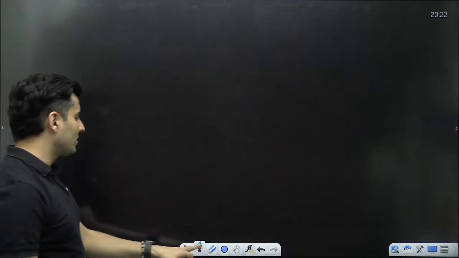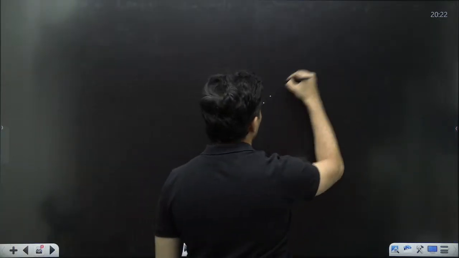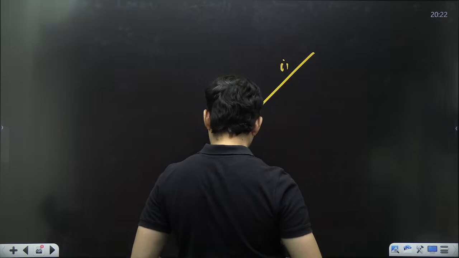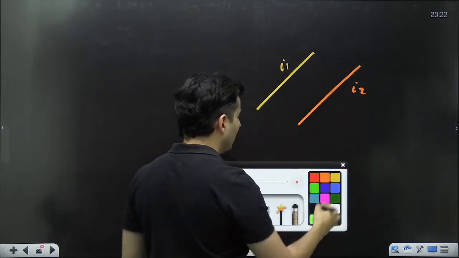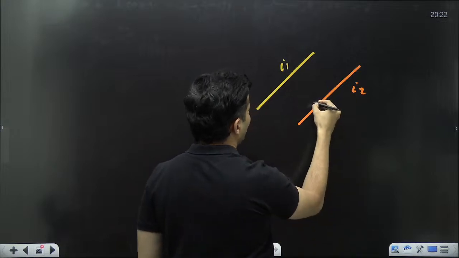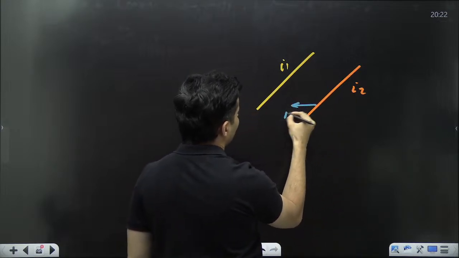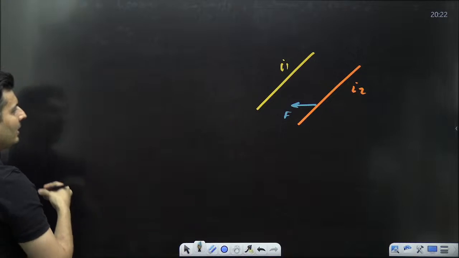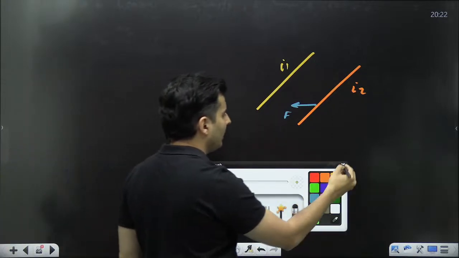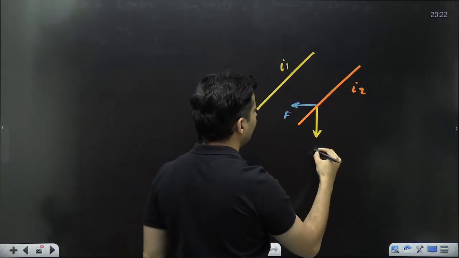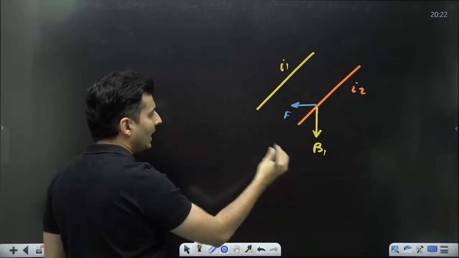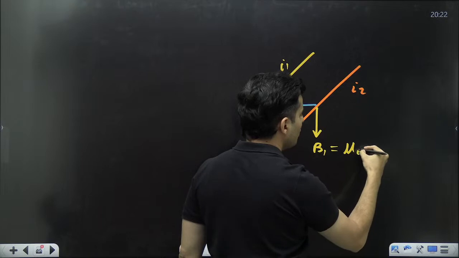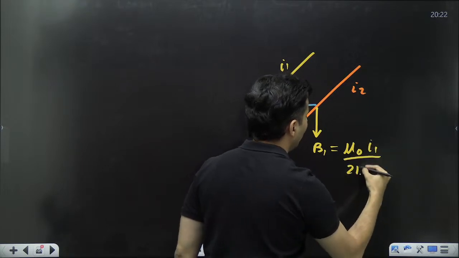How much is this force? We can easily find. If this wire has current I1 and if this particular wire has current I2, the force between them, whether it is same direction or opposite direction, does not matter. I'm interested in the magnitude. It can be found by first finding the field because of this wire I1, and that field will be nothing but mu naught I by 2 pi.